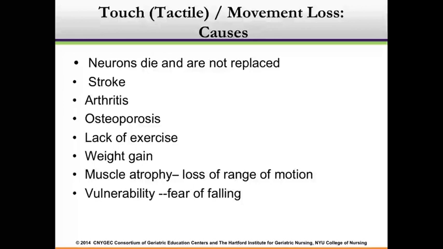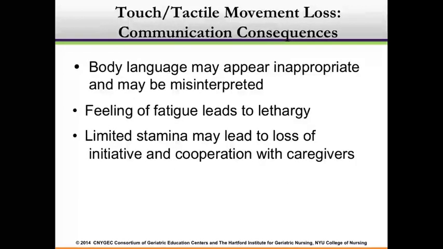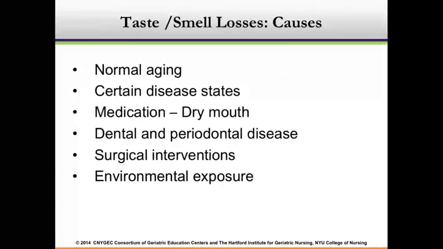And even touch and movement can cause communication problems. Neurons die and are not replaced. Stroke, arthritis, osteoporosis, lack of exercise, weight gain, muscle atrophy, vulnerability, fear of falling. All of these mean that people don't move as well or as agilely as they did before. And so again, body language may appear inappropriate. Feelings of fatigue lead to lethargy. Limited stamina may lead to loss of initiative and cooperation with caregivers. Amazingly enough, these things that you may not think about all have a consequence for communication.